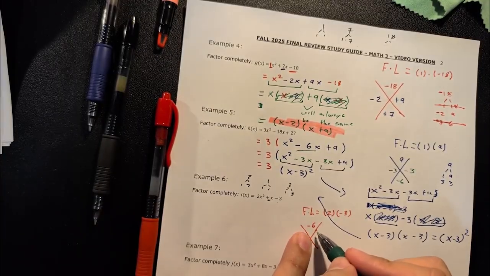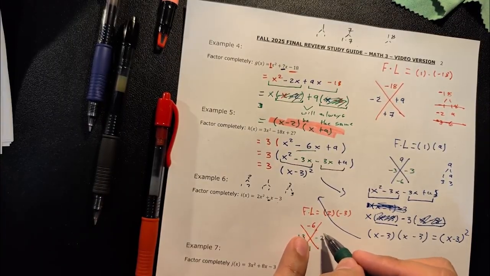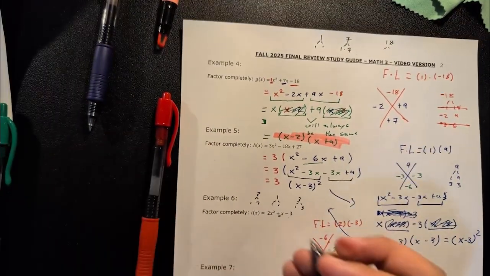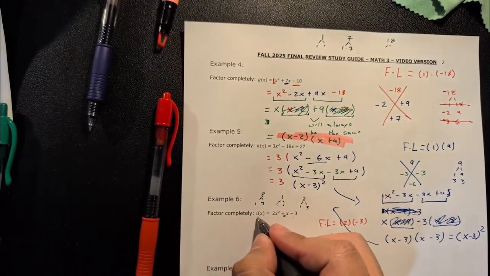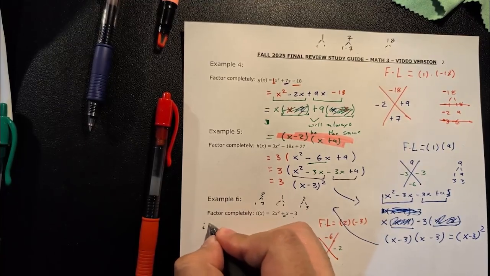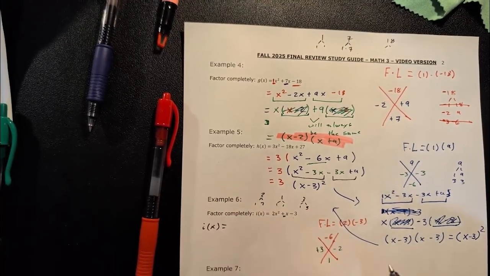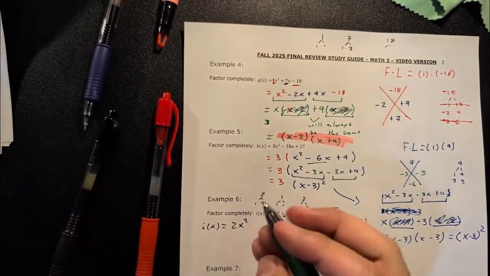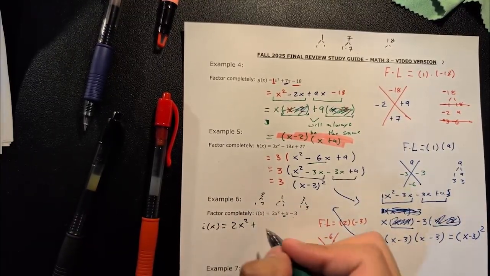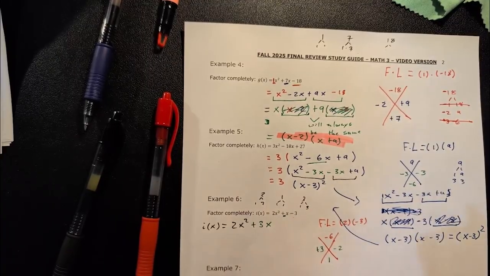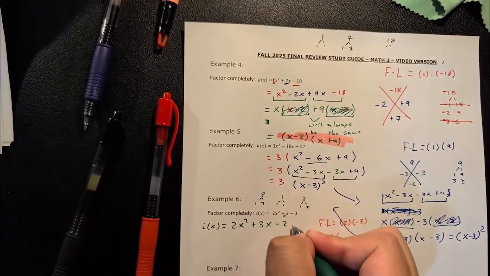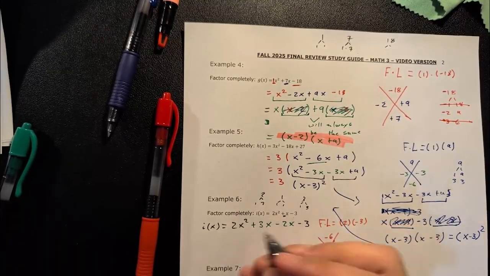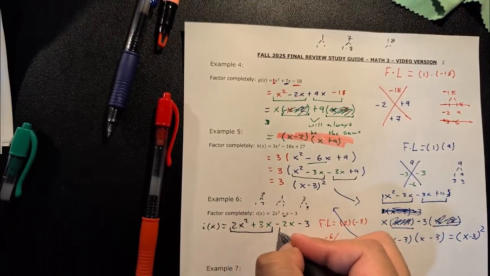+3 and -2 give me -6 when I multiply, and 1 when I add them. Okay, so then what is this? I of x, okay, 2x squared, and then we're gonna do plus 3x minus 2x minus 3. And then we're gonna group the first two, the last two.